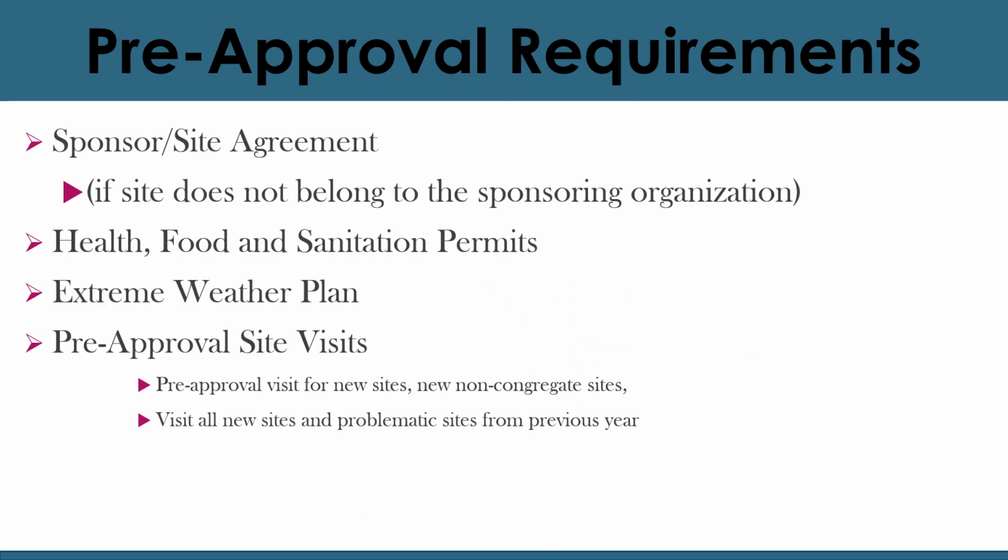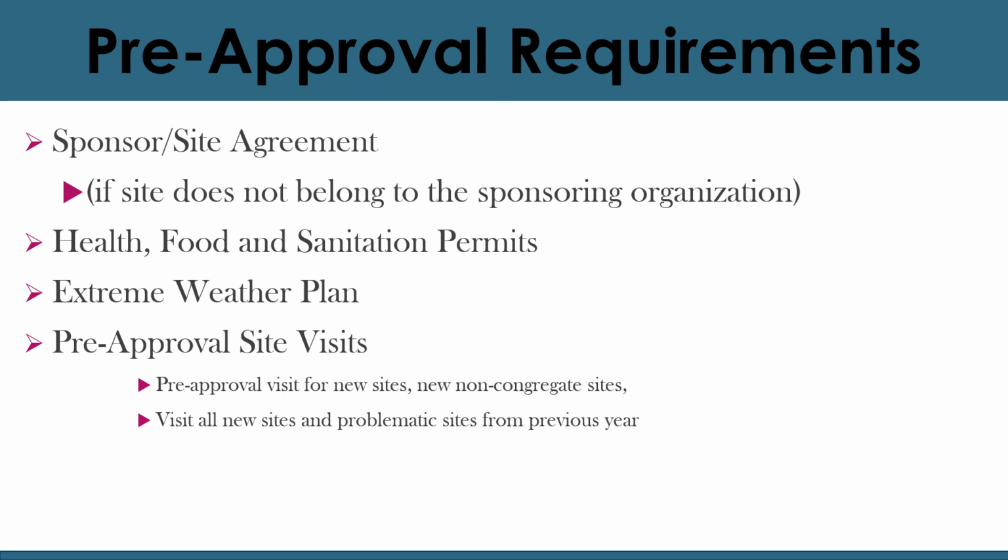Pre-approval requirements, sponsor and site agreement. You must have one of those available. If the site does not belong to the sponsoring organization, you must have an agreement with that site. Also, you must have health, food, and sanitation permits available. You must have those resources approved, and you'll have to submit that information along with your online application.